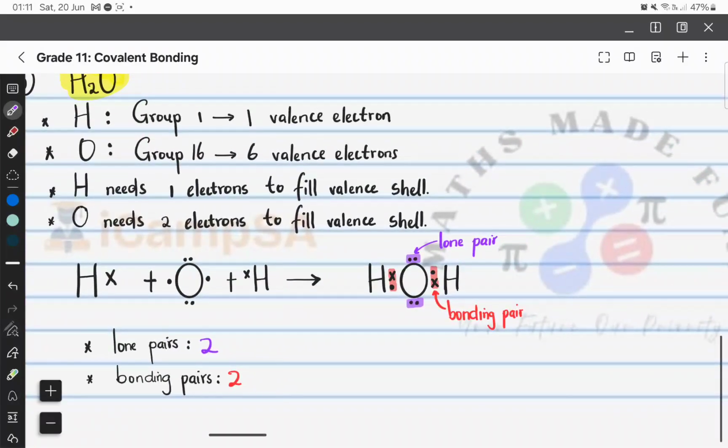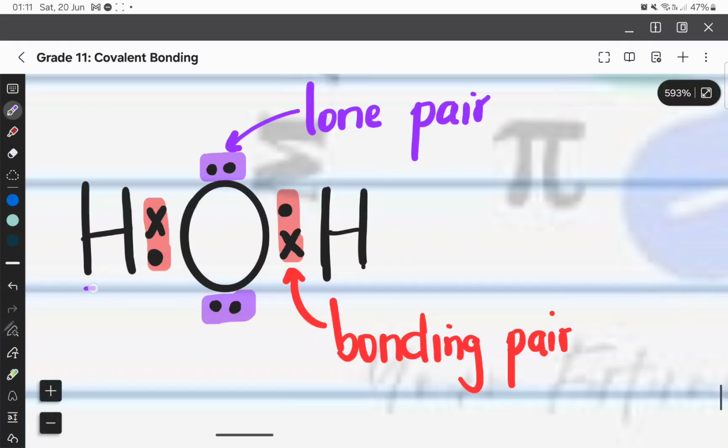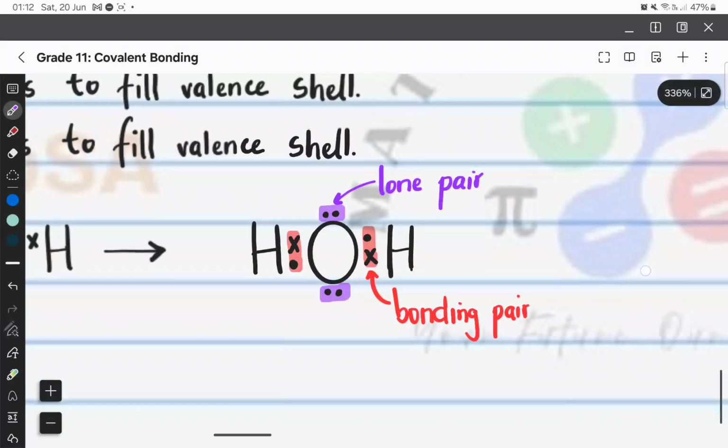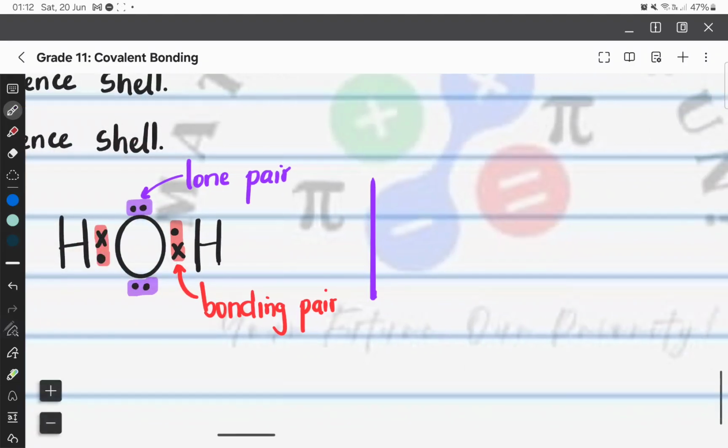Since there's only 1 bonding pair between each hydrogen-oxygen bond, if you check between hydrogen 1 and the oxygen, there's only 1 bonding pair, and between hydrogen 2 and that oxygen, there's also 1 bonding pair. It means there will be a single bond as well for this one. So you'll have O, oxygen in the center, bonded to hydrogen there and another hydrogen there.